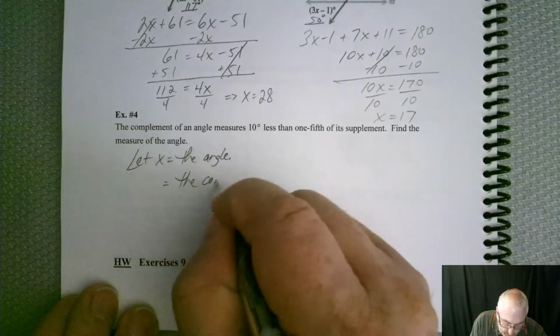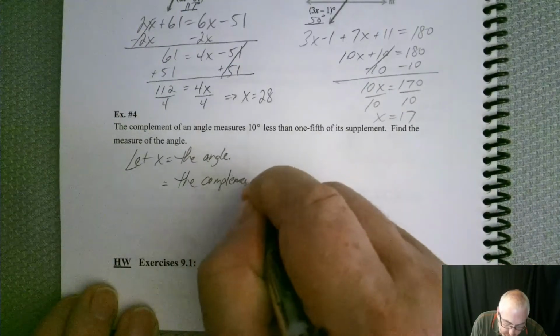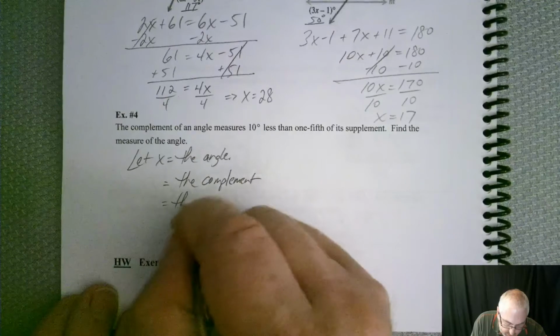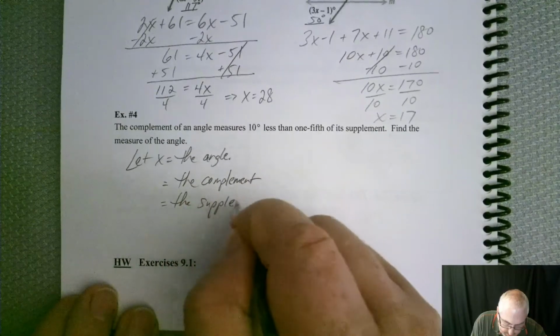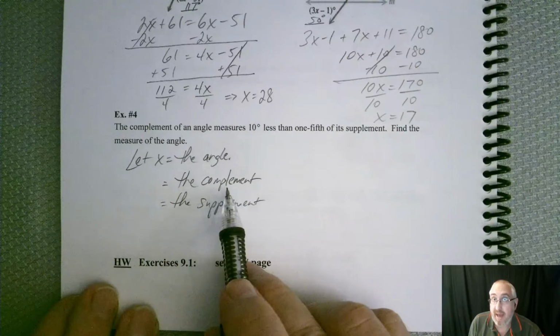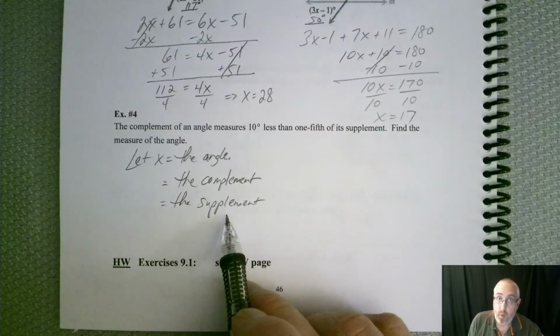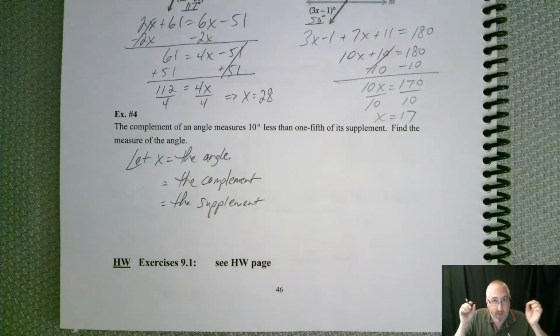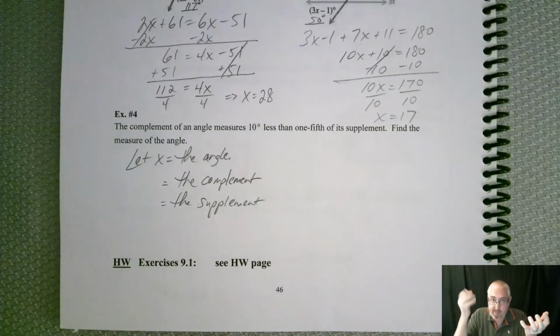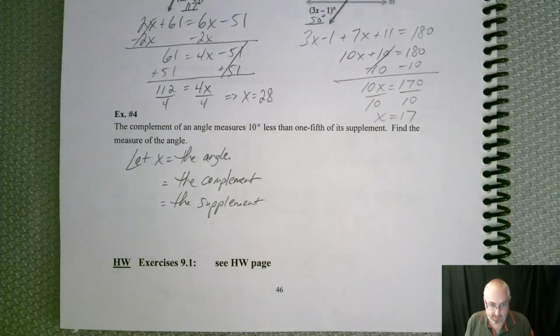So now, what do we know about complementary angles? What do we know about supplementary angles? Well, remember, complement means they have to add up to 90 degrees. Supplement means they have to add up to 180. A way to keep that straight in your head is think alphabetically and then numerically. 90 comes before 180. Complementary comes before supplementary in the alphabet. So that's how I keep them straight.